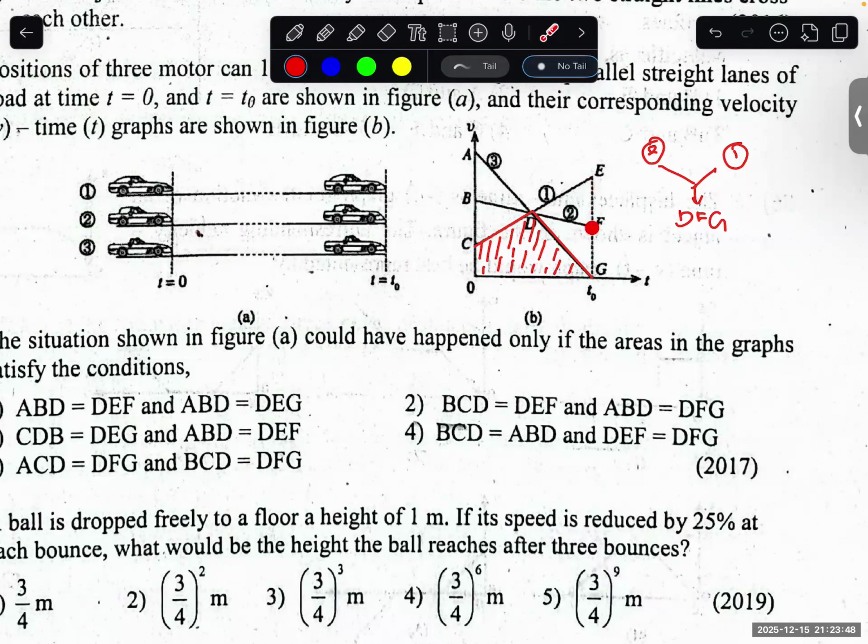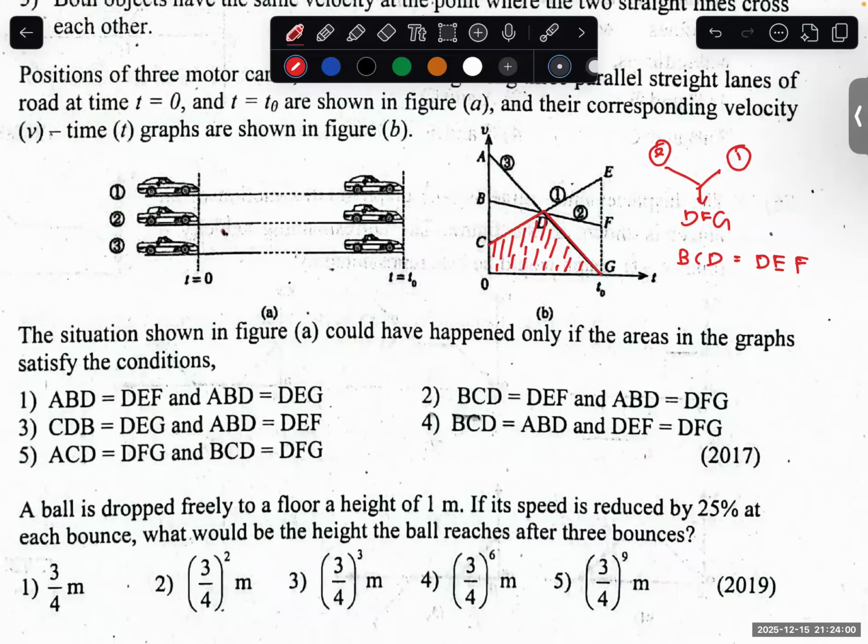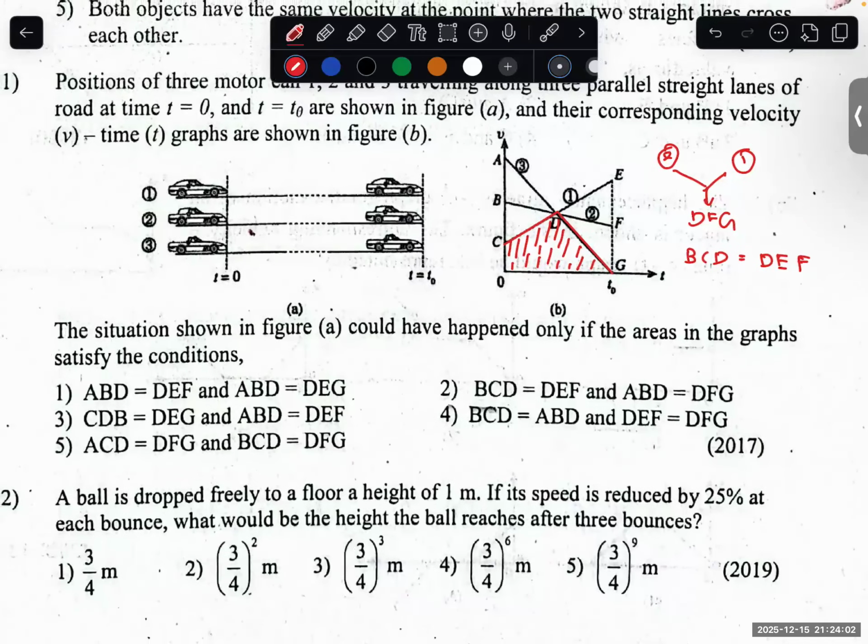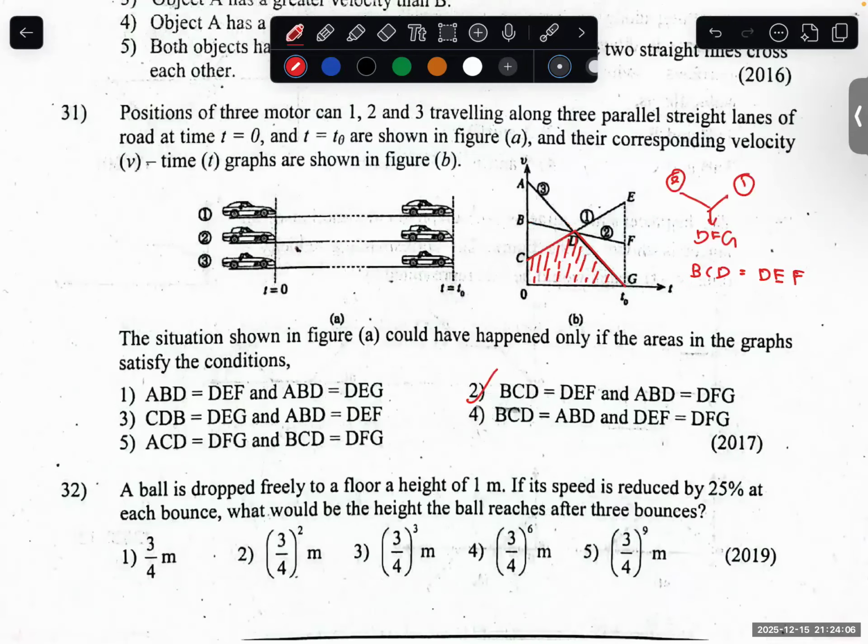Yes, sir. So this segment should be equal to this segment. That's it. BCD should be equal to DEF. And you know the other condition. Okay, ABD should be equal to DFG. So if you got the idea, it's enough. Okay, I don't have to go more than that.